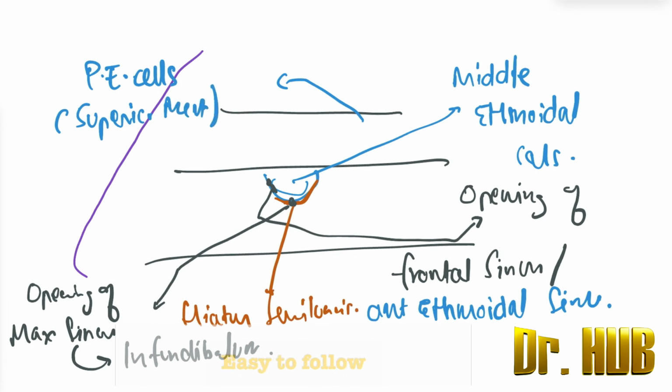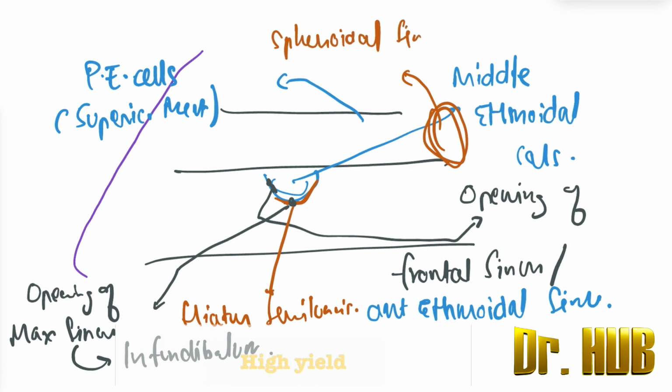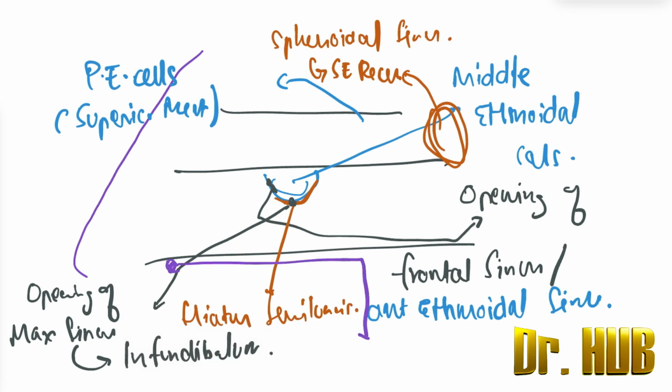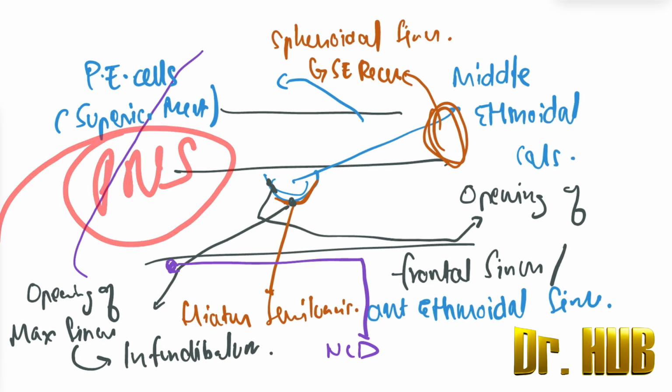Then comes the sphenoidal sinus, which opens into the sphenoethmoidal recess. Next, below, there is the nasolacrimal duct. So here there is the presence of the NLD, nasolacrimal duct. So this was a rough diagram depicting the paranasal sinuses.